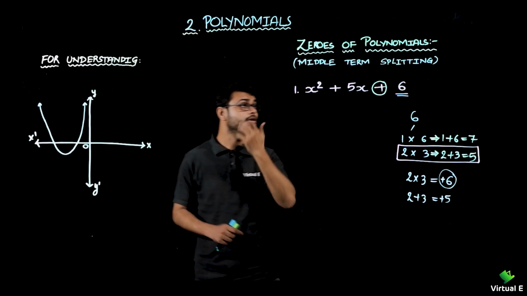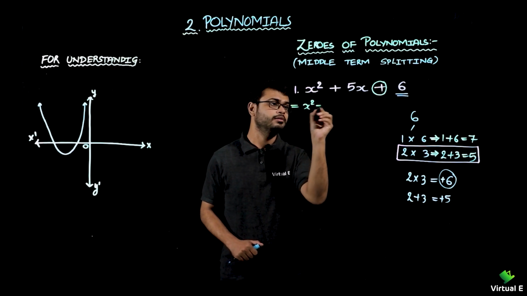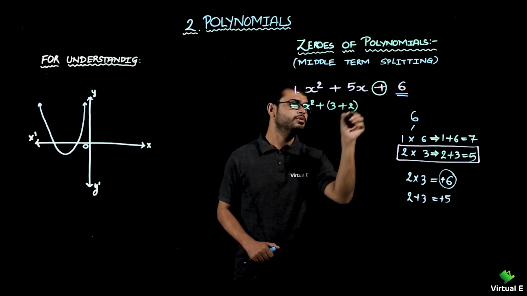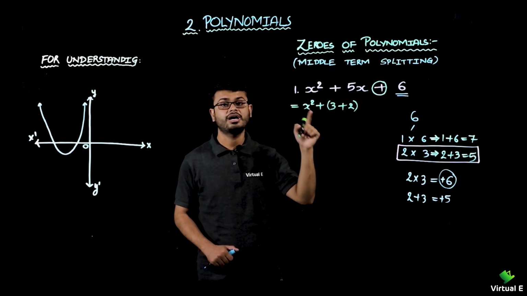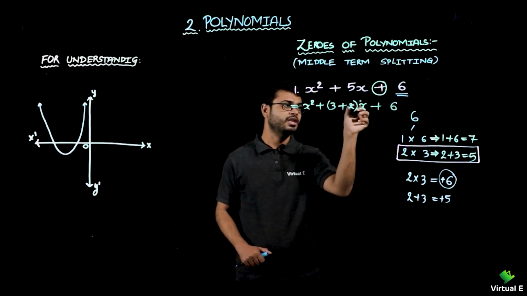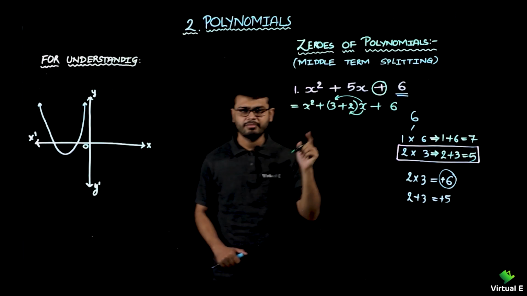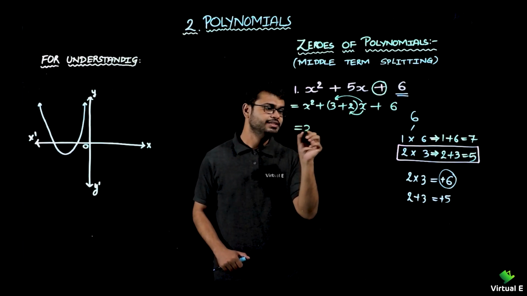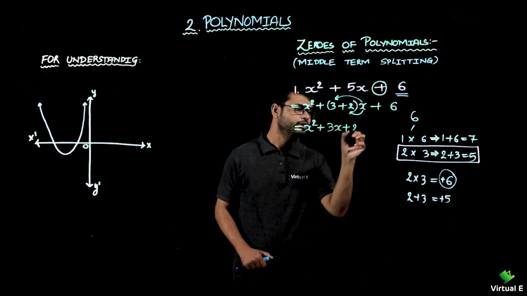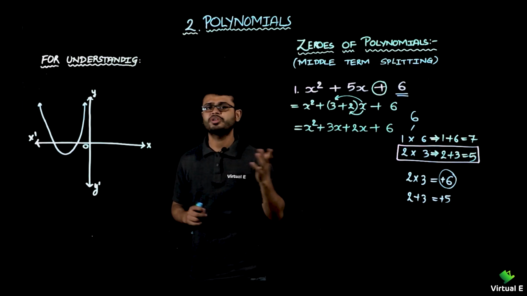Now let's substitute the values here. So what you will get: x square plus, instead of 5 I will be writing 3 plus 2, because 3 and 2 are my factors, x plus 6. Now I will be multiplying x with each of them one by one. So that is x square plus 3x plus 2x plus 6. Done. I've used the distributive property.